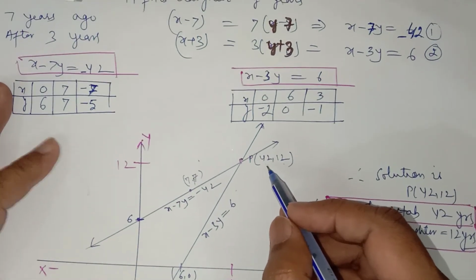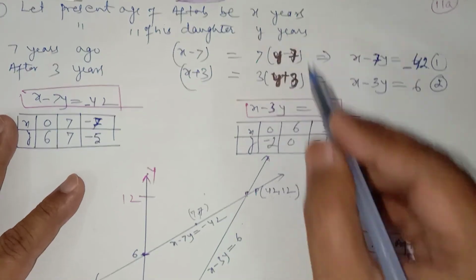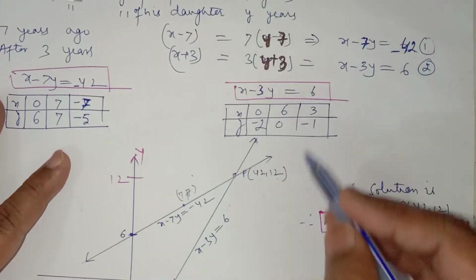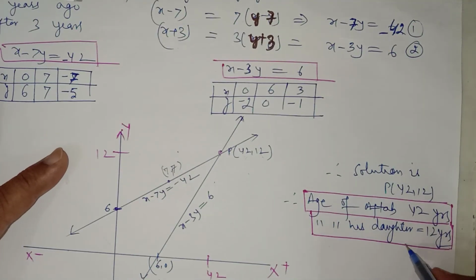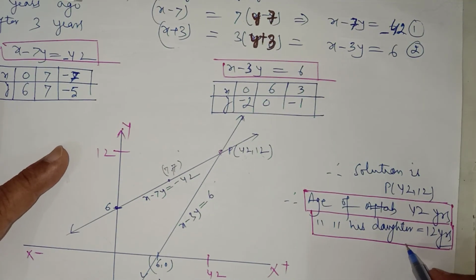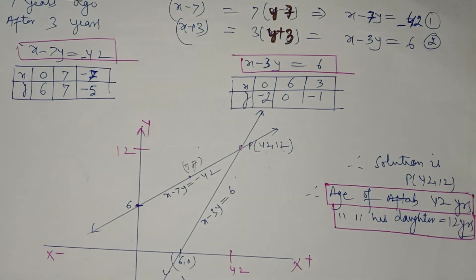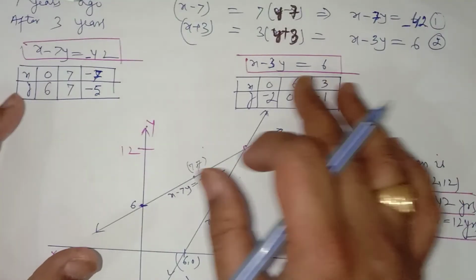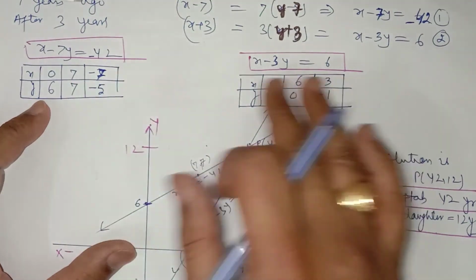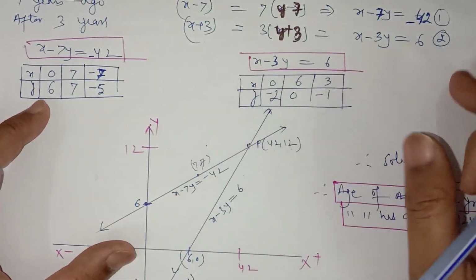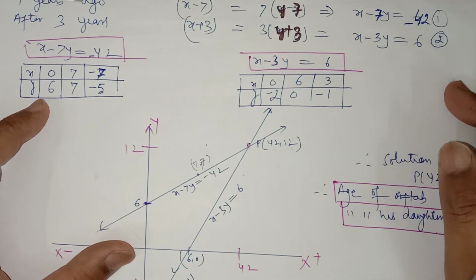And the value of x, 42, is the age of Aftab, which is 42 years, and the age of his daughter is 12 years. You have to write clearly in your answer that the age of Aftab is 42 years and the age of the daughter is 12 years. Now to draw the graph properly, you should do the calculation in the solution itself, or you can do the calculation in your rough column.